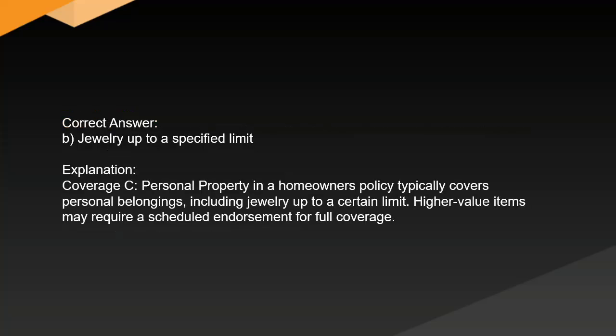Correct answer: B. Jewelry up to a specified limit. Explanation: Coverage C, personal property, in a homeowner's policy typically covers personal belongings, including jewelry up to a certain limit. Higher value items may require a scheduled endorsement for full coverage.